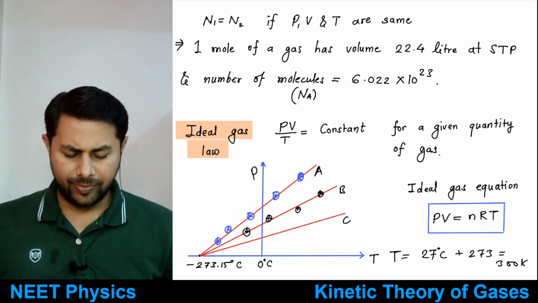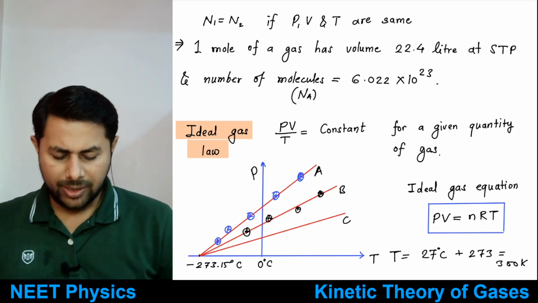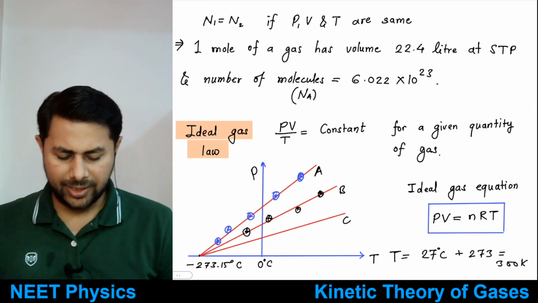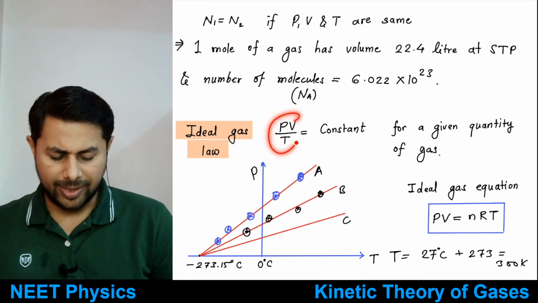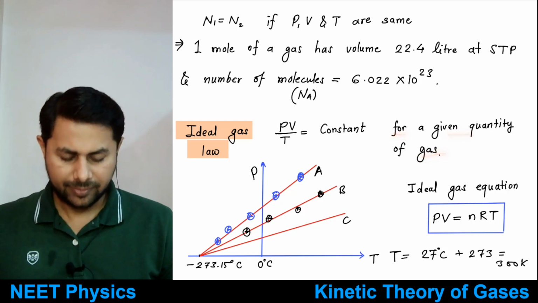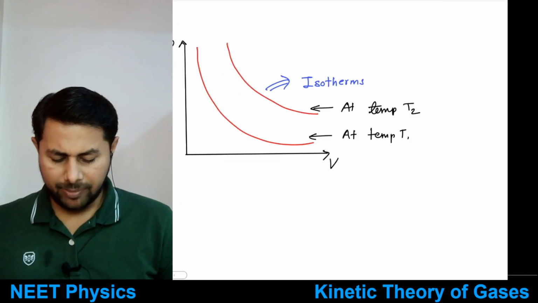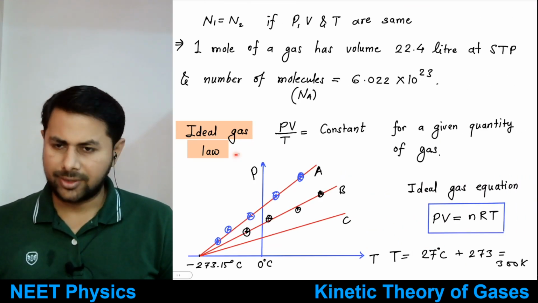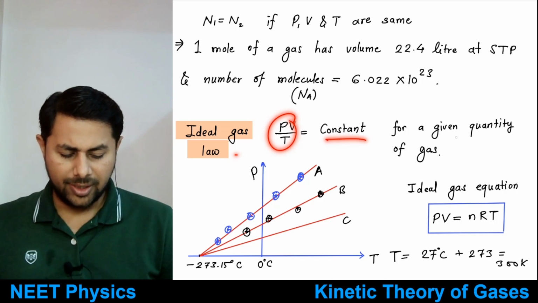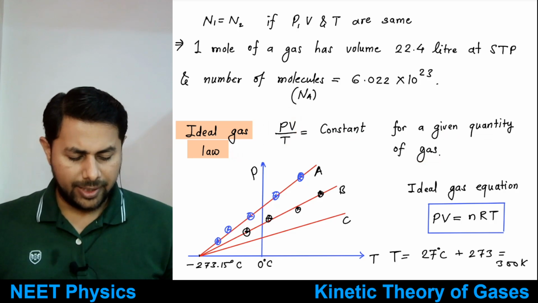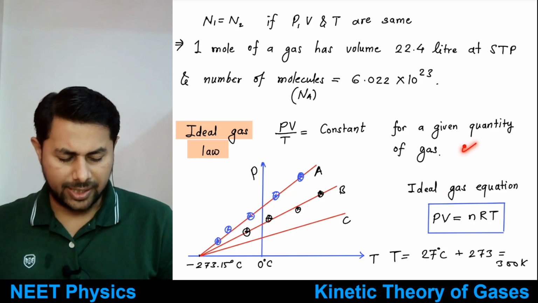All right, good. So if we combine these laws, what do we get? We get the ideal gas law, that PV by T is a constant for a given quantity of gas. If we combine Boyle's law, Charles' law and Gay-Lussac's law, we get the ideal gas law, that PV by T is a constant for a given quantity of a gas. Now this constant is directly proportional to temperature.